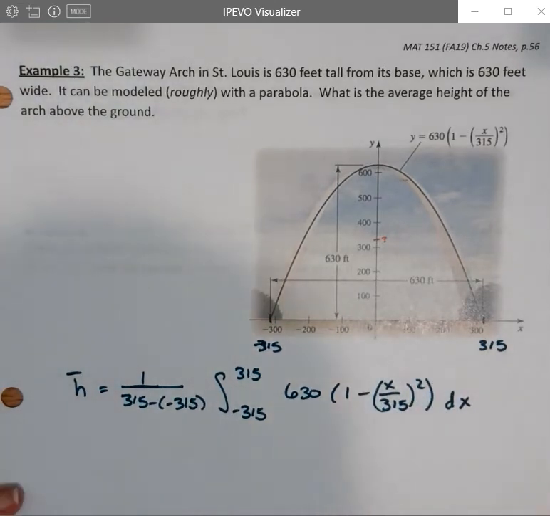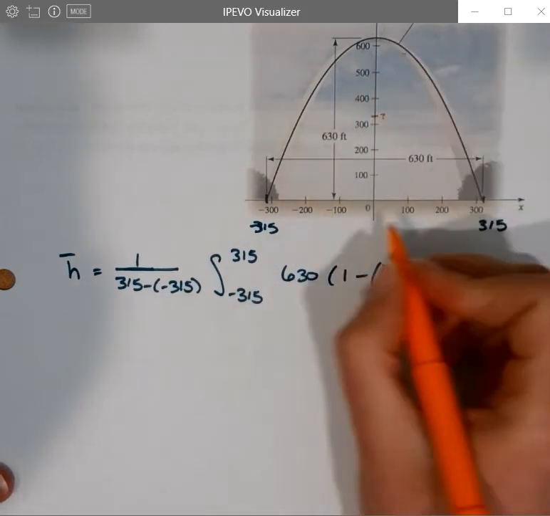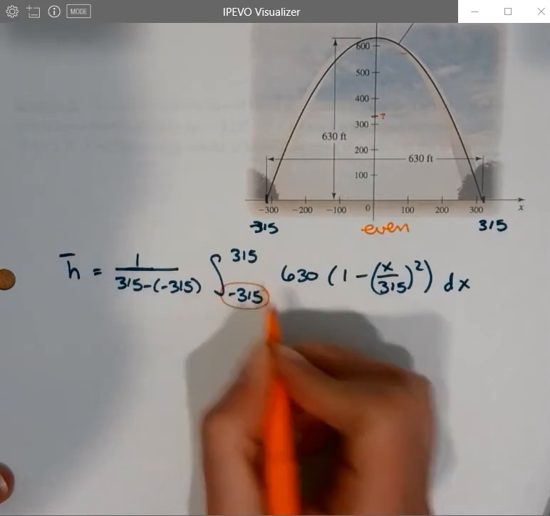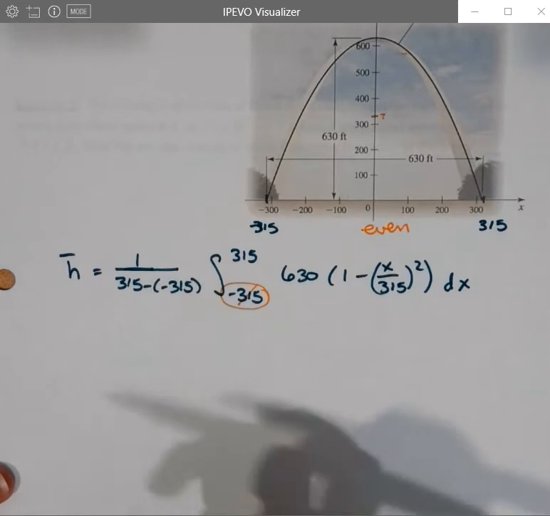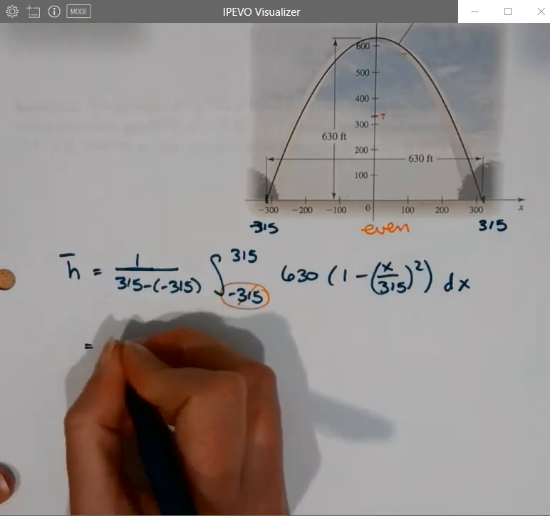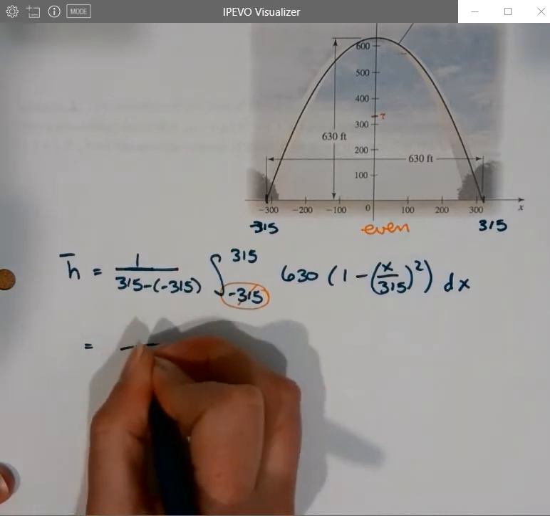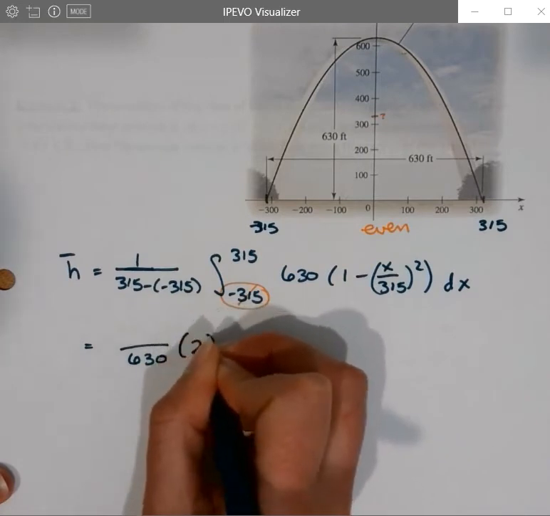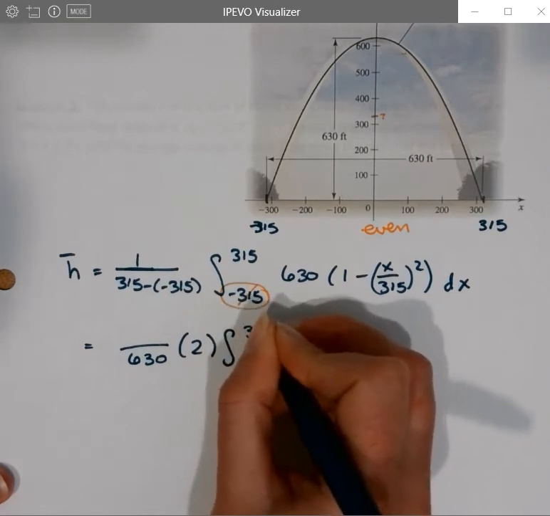Okay, now we're going to modify that to make it nicer to deal with. The first modification that we're going to do is because this function right here is even, we're going to double the bounds and replace that bottom bound with 0. So that's the first thing that we're going to do. So we'll rewrite this as, I'm going to combine the denominator, 315 plus 315 is 630. I'm going to multiply by 2 and then change my bounds to 0 to 315.